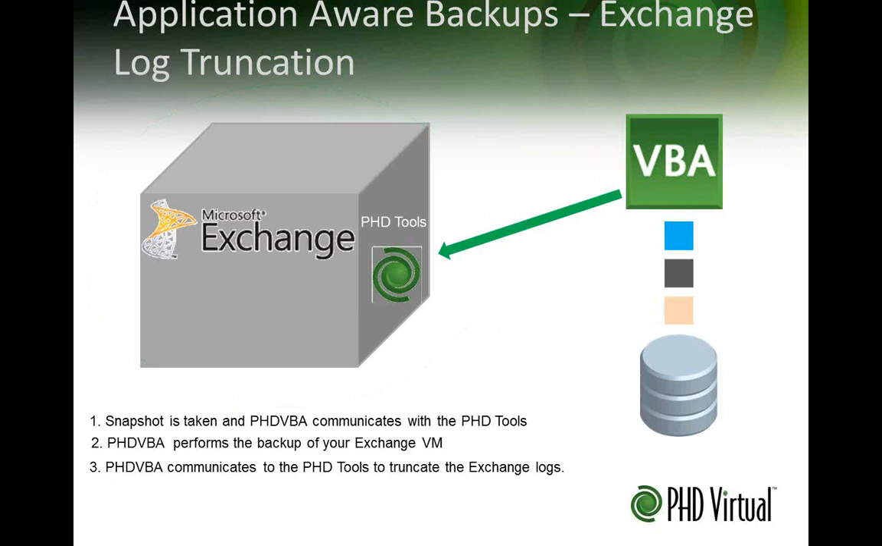Now all this is done with the use of our PHD tools. The PHD tools are going to be installed in the guest, so we can actually see what's inside that machine, communicate with that VBA, truncate your logs, back up your data. We can also quiesce your machines. So there's a lot of advantages to having those PHD tools installed. This particular use case is just demonstrating the log truncation for Exchange.